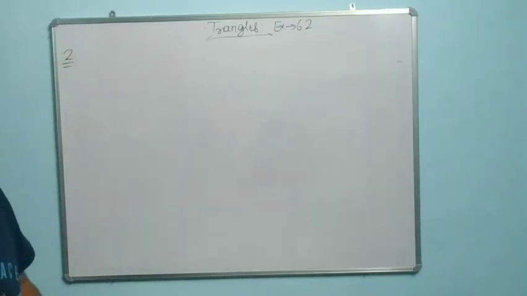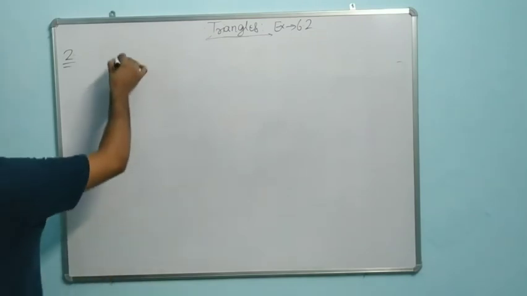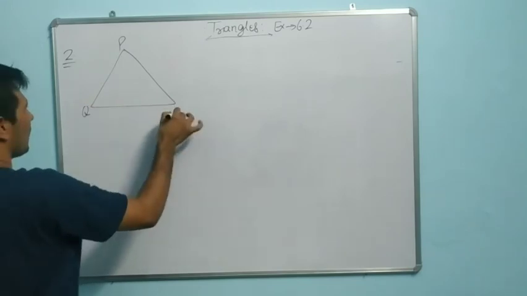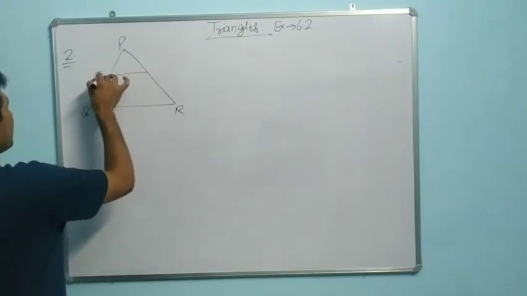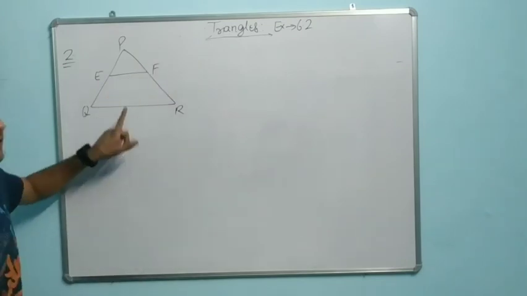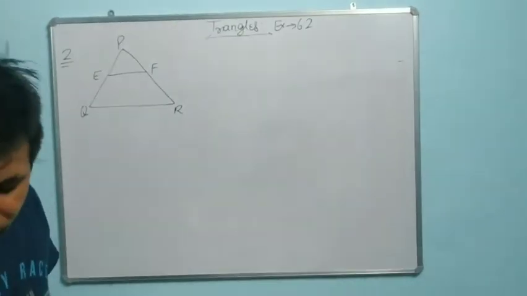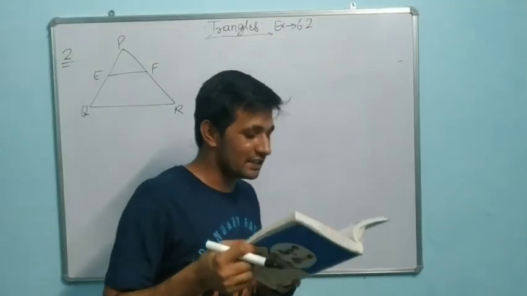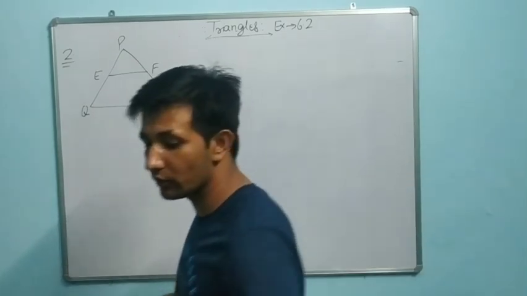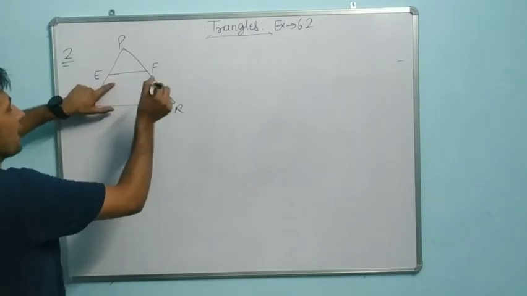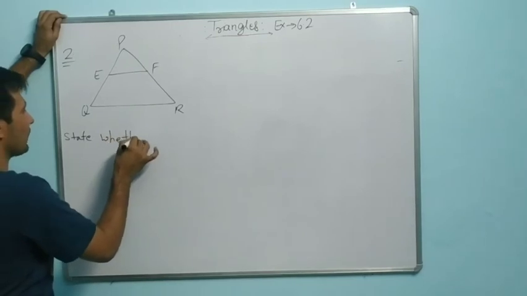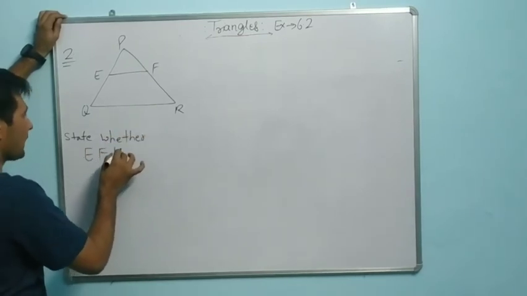Question number 2. E and F are points on the sides PQ and PR of triangle PQR. A triangle is given, dear, with E and F. We don't know whether they are parallel or not, but one thing is given. For each of the following cases, state whether the lines are parallel or not. State whether means we have to check, dear. Is EF parallel to QR?